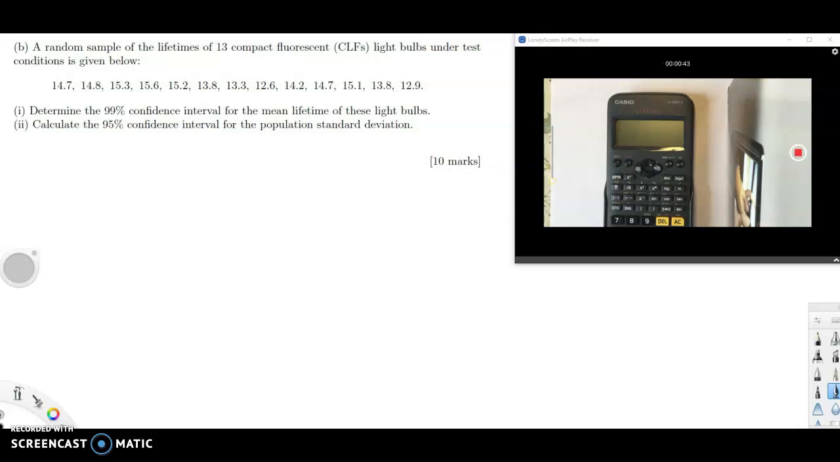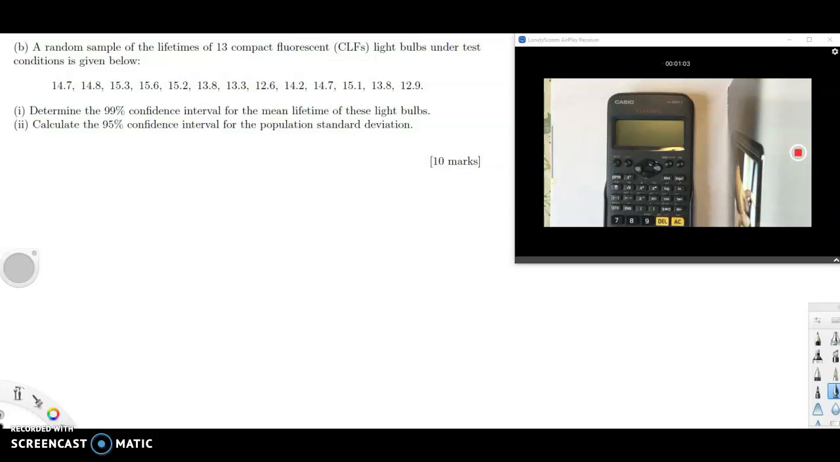So this is a question from autumn 2016, question 3b. A random sample of the lifetimes of 13 bulbs is given below. This is the lifetimes in what? I don't know, hours, days, who knows. Anyway, so 13, n equals 13.